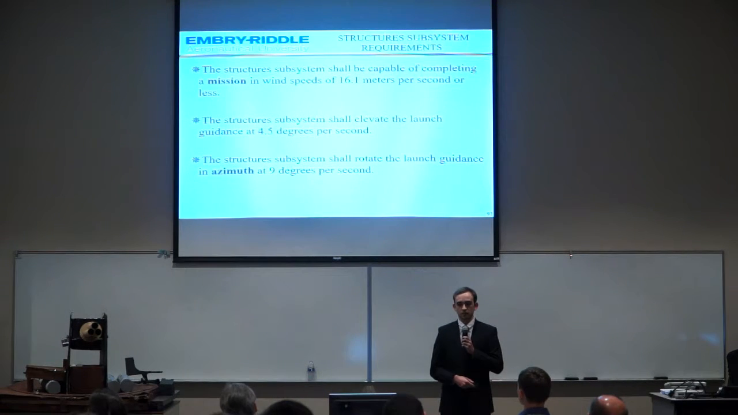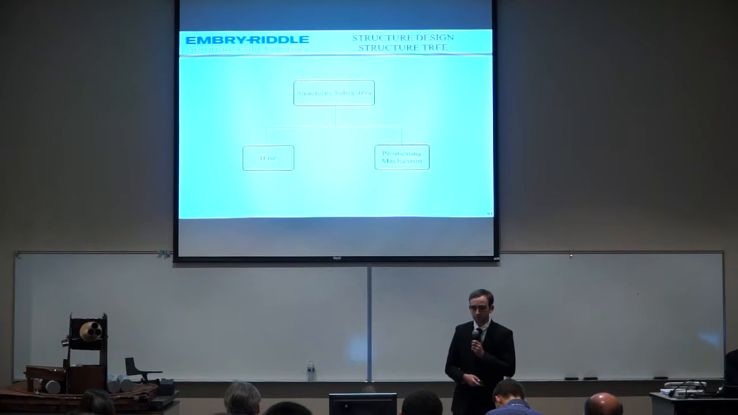The structure subsystem shall elevate launch guidance at 4.5 degrees per second, and shall rotate the azimuth at 9 degrees per second. This is so that for any max range of motion over a 20-second time period, we can do that twice while leaving another 20 seconds in our 1-minute window to aim or any other motion necessary.